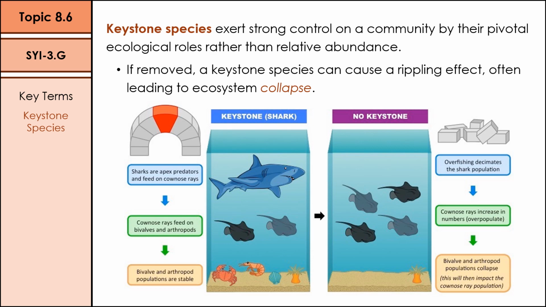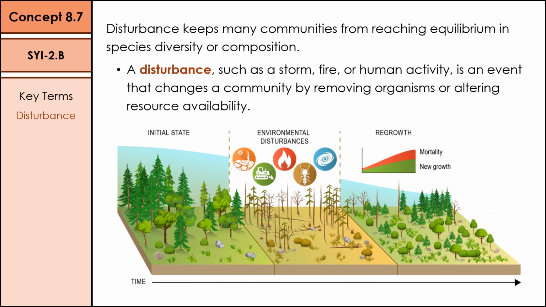If we do not have a limiting factor like the shark on the cow nose rays, they lead to overpopulation, which means that they are going to seek more resources, and that's going to lead to a decrease in whatever they are consuming. So in this case, the bivalves, arthropods, and this will have kind of an up and down effect as time progresses.